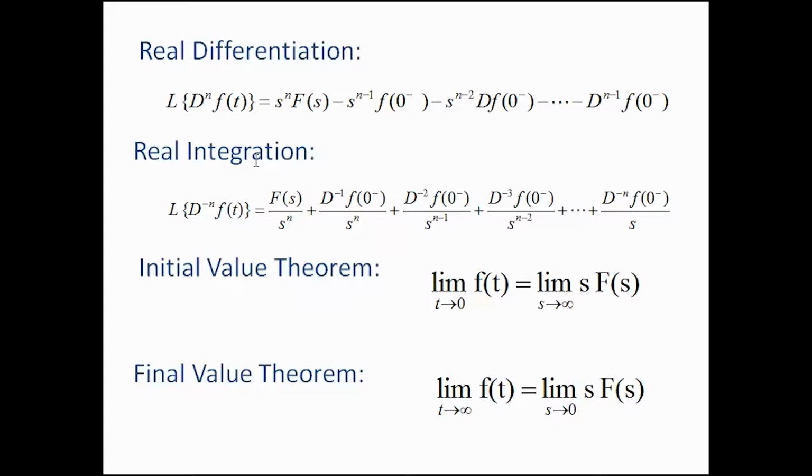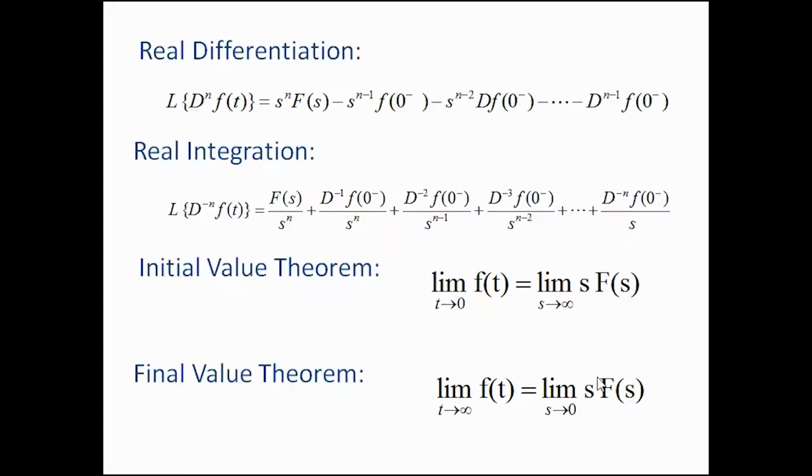For real integration, the Laplace of the nth integral of f of t is equivalent to F of s divided by s raised to n, plus the first integral of f at time t equal to 0 minus over s raised to n, plus the second integral of f at 0 minus over s raised to n minus 1, plus and so on, up to the nth integral of f at 0 time over s.